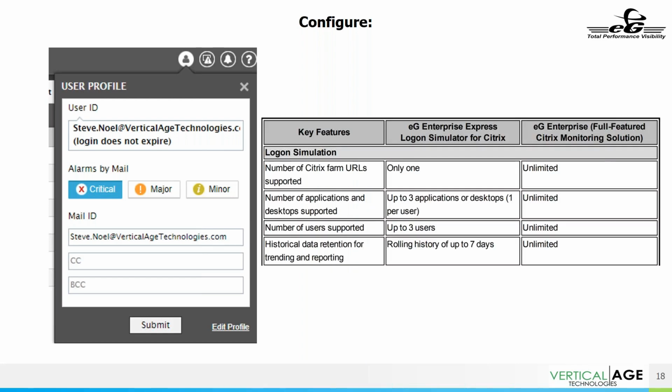So they kind of have 2 different ones, the EG Express and then EG Enterprise, which is their full featured. For the Express version, they support one Citrix site, up to 3 applications, up to 3 users, then do a rolling history of 7 days. If you're going to get the EG Enterprise, it's all unlimited there.